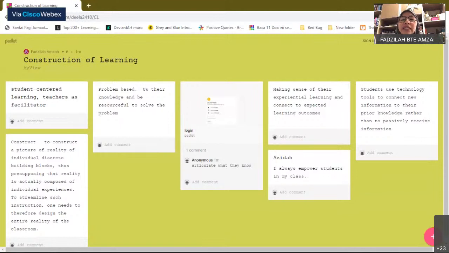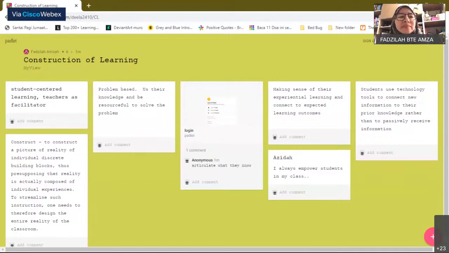Okay, student-centered learning, teachers as facilitator, problem-based, use their knowledge and be resourceful to solve the problem, articulate what they know, making sense of their experiential learning, use technology, empower student construct. Okay, Dr. Zida, what do you mean by empower student, Dr. Zida? I think other people would like also to hear what is empower.